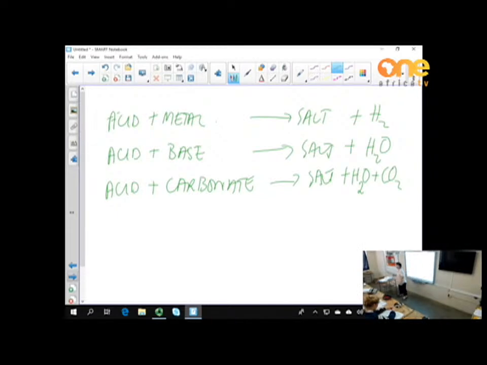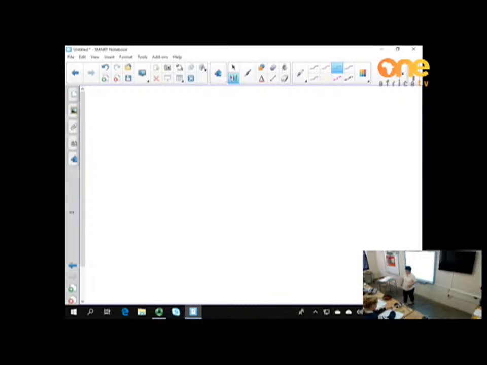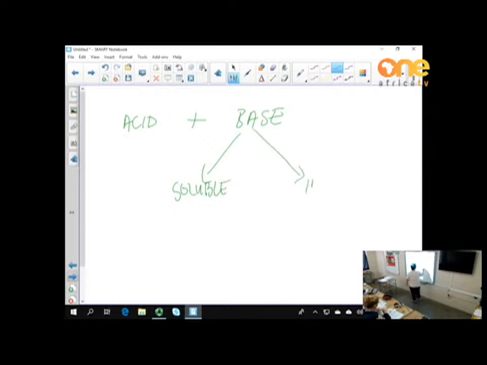Now, there are different methods of making salts because the procedure that you use is different. The first method is we are going to take an acid plus a base. Now, the acids are all dissolved in water. Are you with me? They're all aqueous. The base that we work with can either be soluble or insoluble. Now, why do we differentiate that?